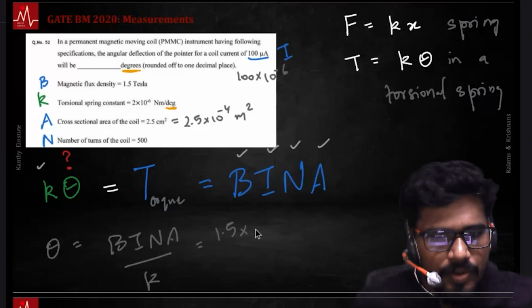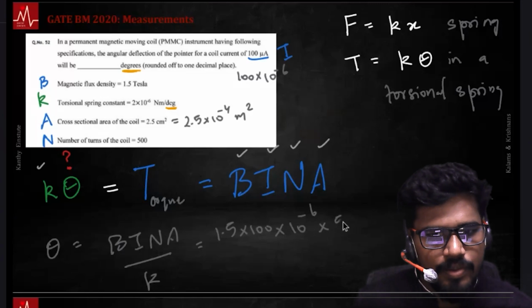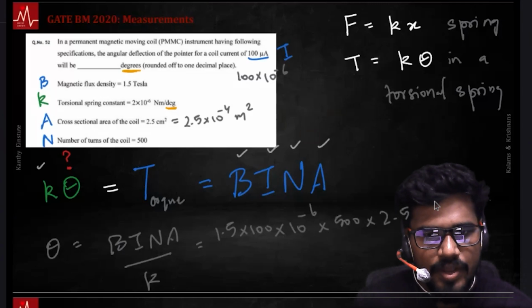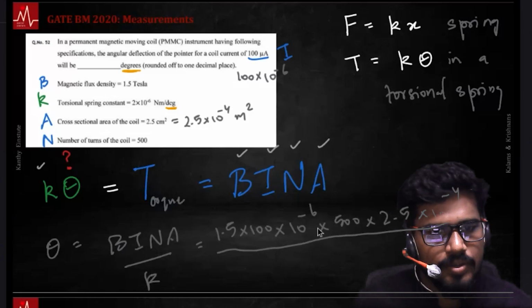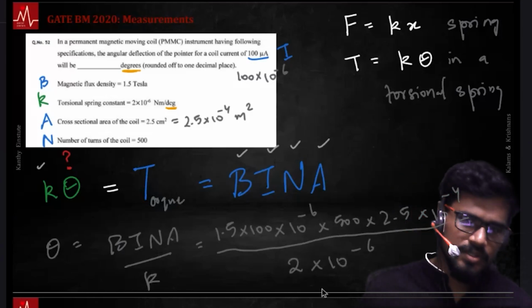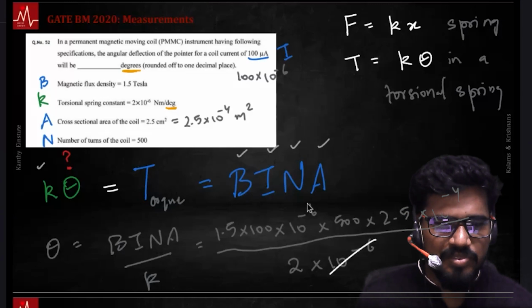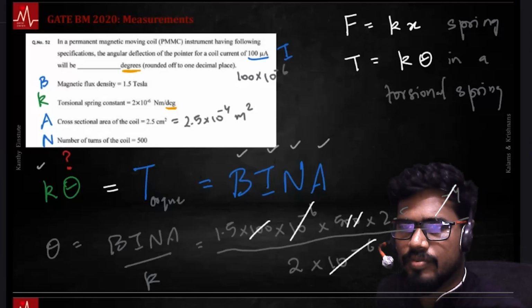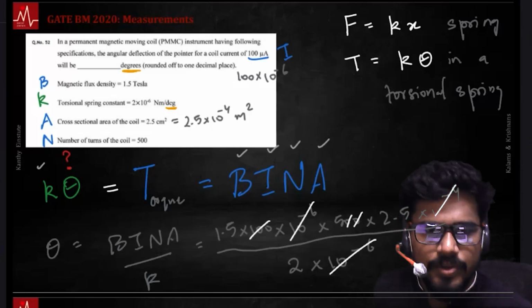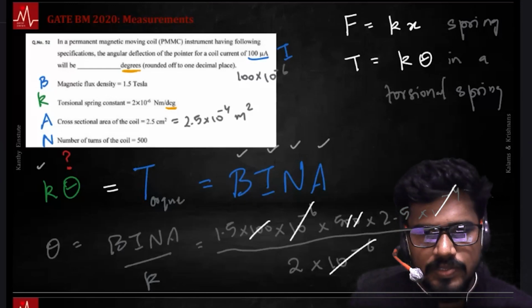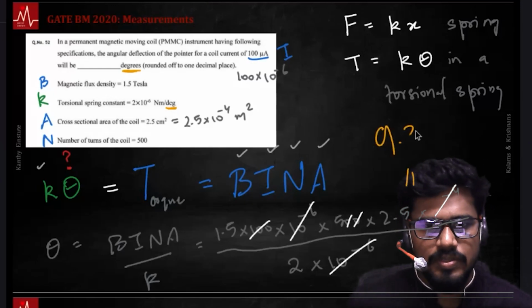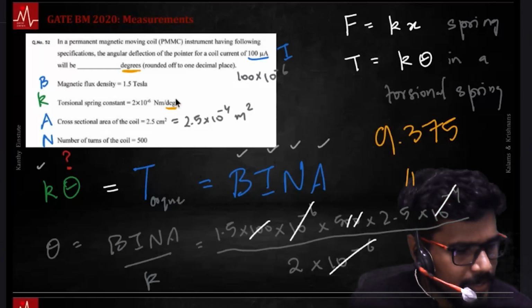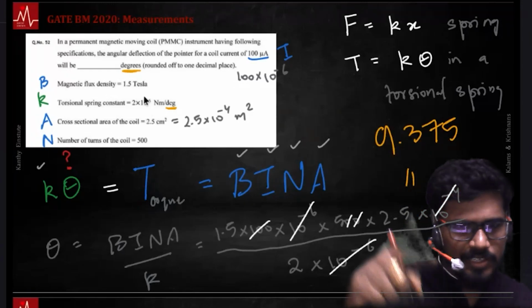0.5 into 100, 10 power minus 6 into 500 into 2.5 into 10 power minus 4 by 5 into 10 power minus 6. Find it out if you want to, quickly simplify any of this. Quickly find it out how much is this. Even some of the things on this will get cancelled. 5 into 1.5 by 2. 2.5 into 1.5. There is also a 5, right? Okay. Just confirm whether you're getting this. 9.375. The answer happens to be 9.375. And because we retained this degree, your answer should be in degree. Most other terms should get cancelled.